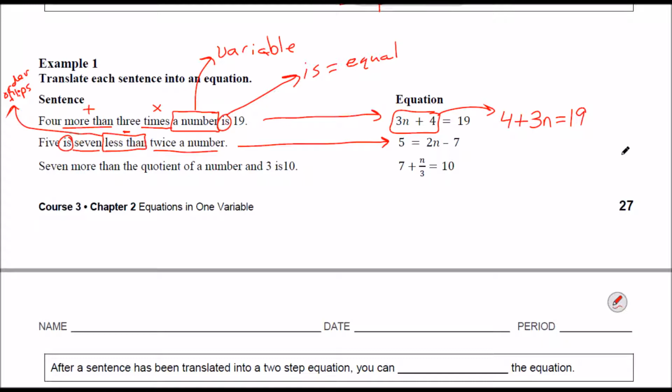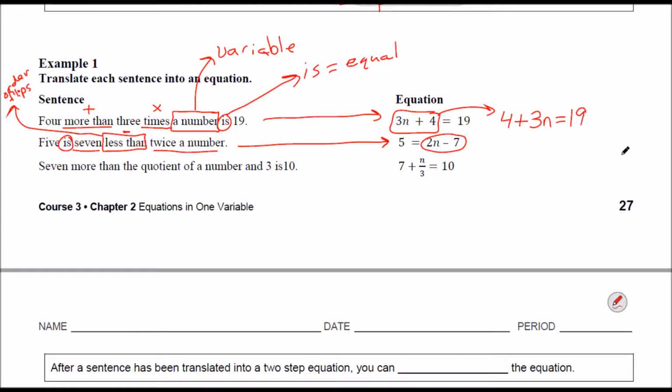So instead of being 7 subtract 2n, because it's less than, the order of those 2 things flips. So as you look over here, the 2n comes first, and then we subtract 7 from that, okay? That's the one that trips up a lot of students, okay?